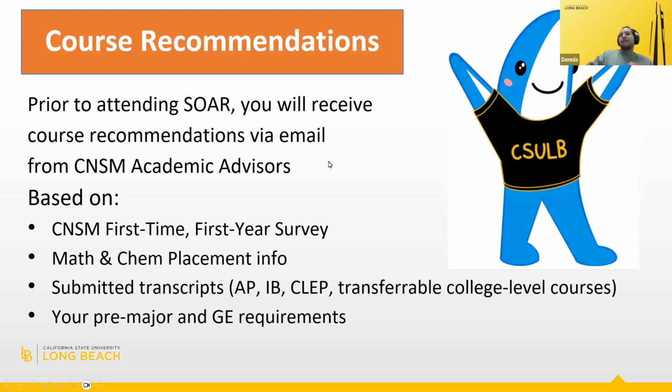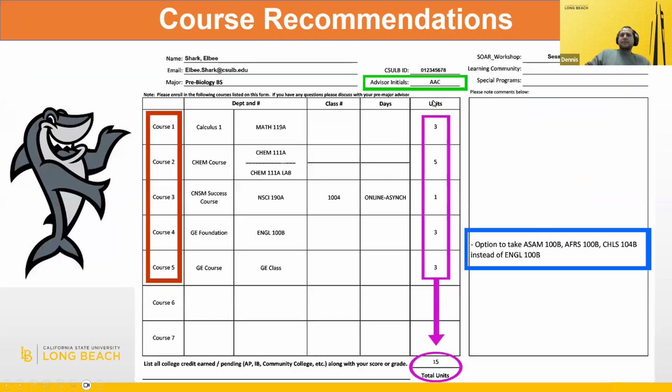And the information that is in the transcript is going to contain AP, IB, any testing scores that you completed as well, right? And then lastly, it's going to be your pre-major and GE requirements. And so all of this is essentially the foundation that we utilize to create your course recommendations. And of course, there's other factors to it, but those are usually things that we also take into consideration for those course recommendations. Next slide, please.